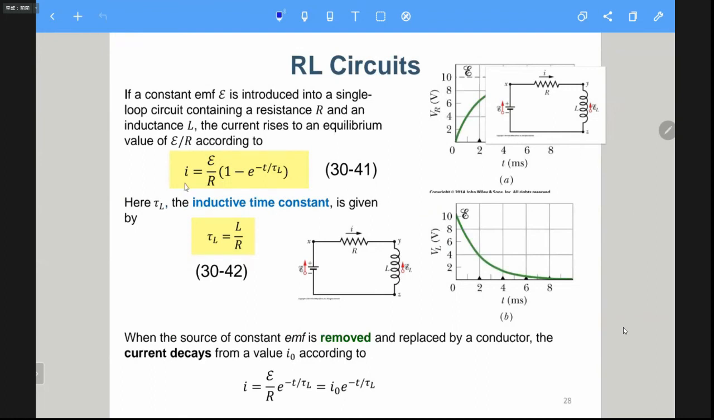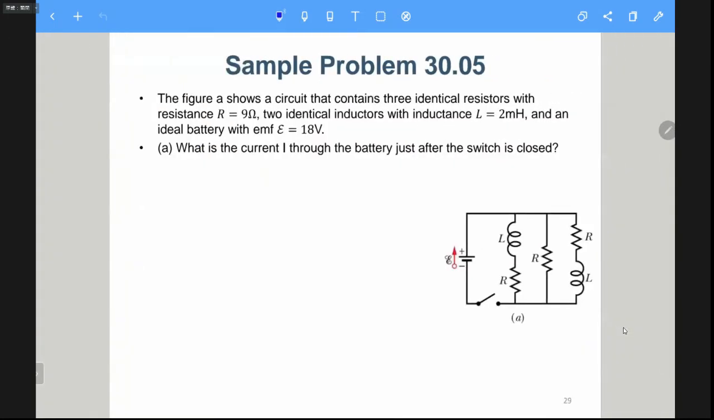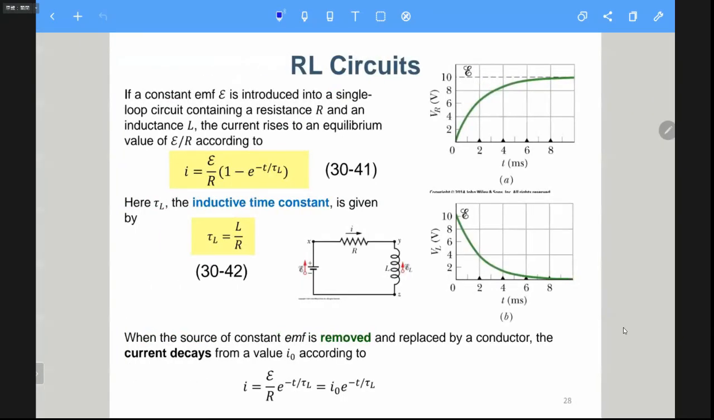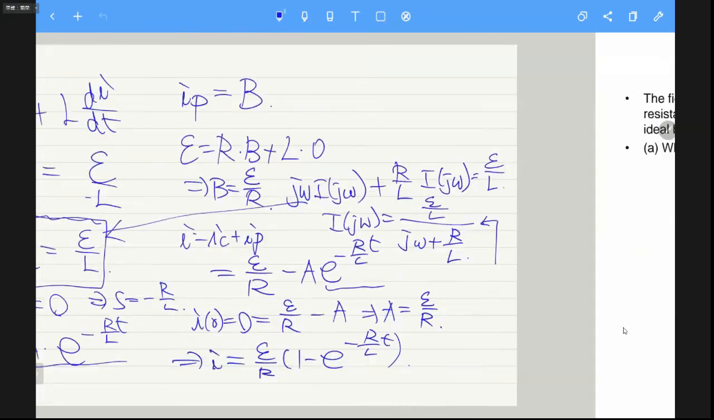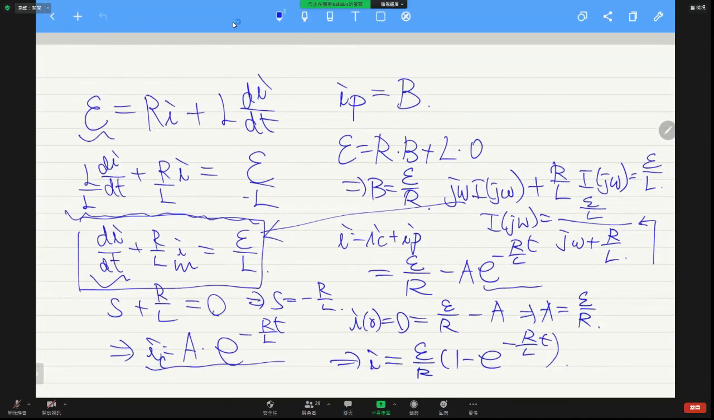So actually, we derived this one just now, and tau_L is called the inductive time constant, L over R. When the source of constant EMF is removed and replaced by a conductor, the current decays from the equilibrium value. You can also derive this one similarly. Okay, so let me stop here.